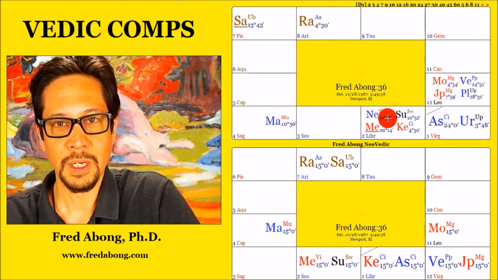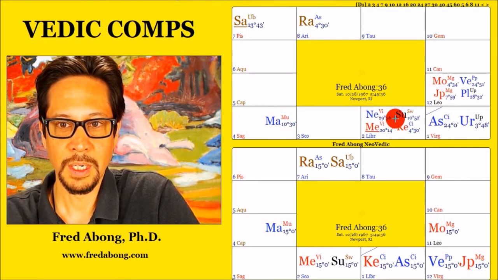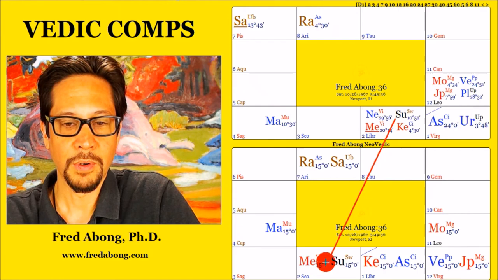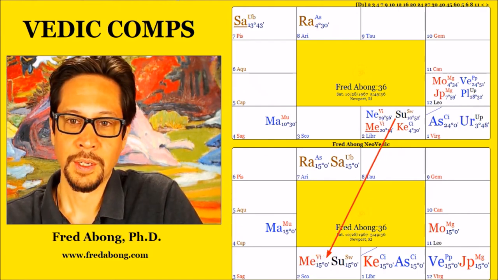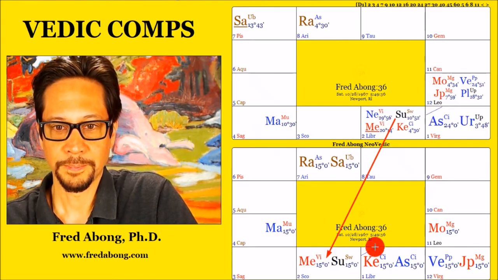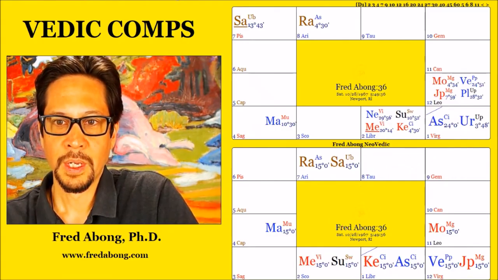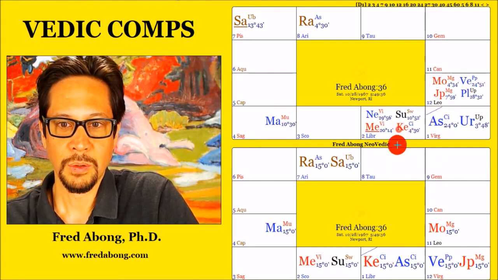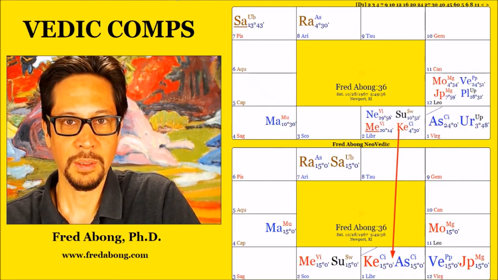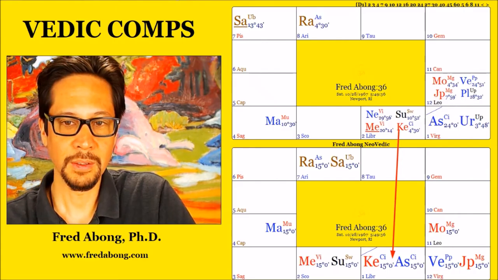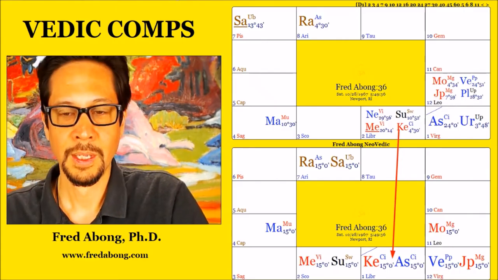Again, Neptune we're going to ignore here, but Sun and Mercury both migrate over to Scorpio, although they stay in the second house. So that's not too big a change. What does change, though, is that Ketu becomes captured, basically, by the first house. So it becomes placed in the first house in the Neo-Vedic chart.